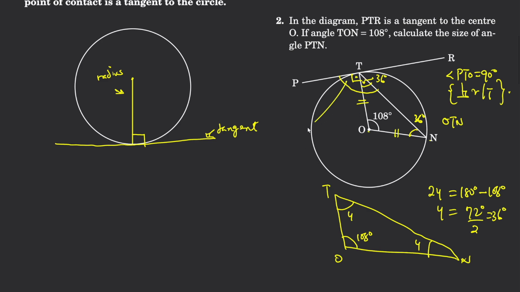So to put that into a better perspective, we can say that angle PTN is equal to angle PTO plus angle OTN. So that is equal to 90 degrees plus 36 degrees. This is equal to 126 degrees. That's it.